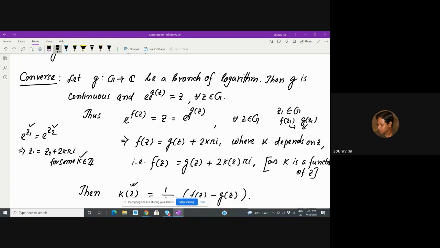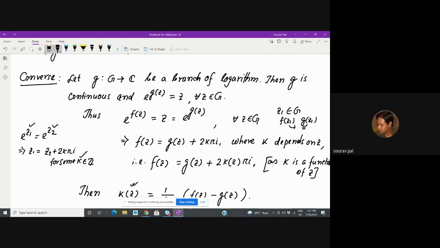But here, this z varies over the whole domain. So for each point z, you have a k. Do you get my point? For each point z, you have a k. Is it clear or is it not? Yes, it's clear. Please ask me if you have any other question.